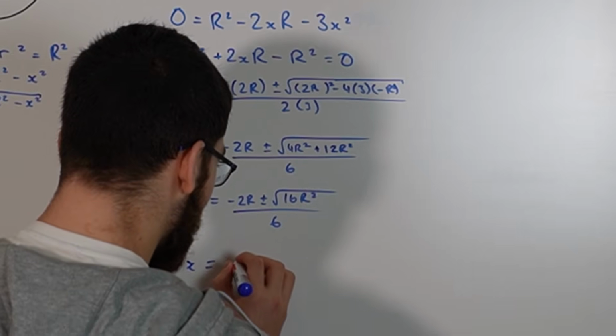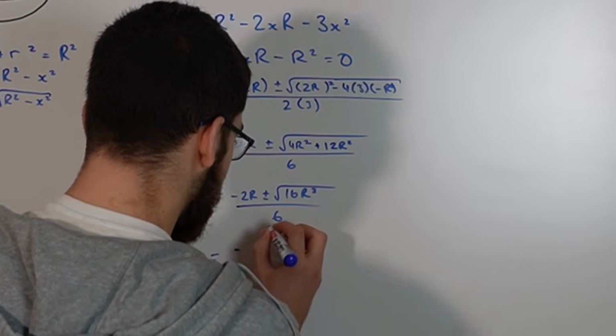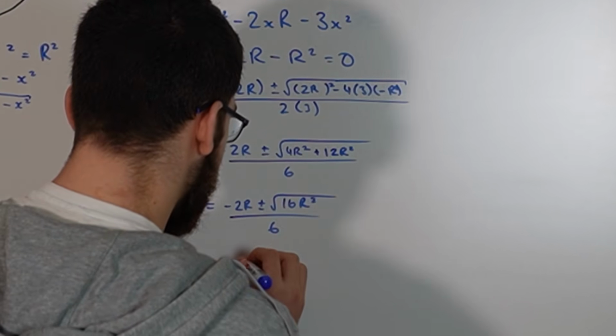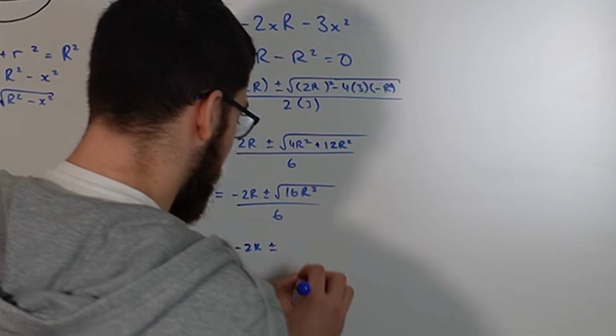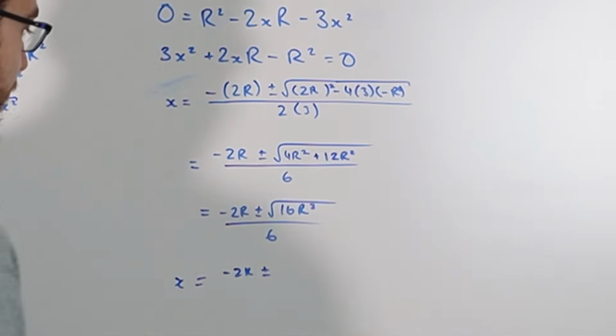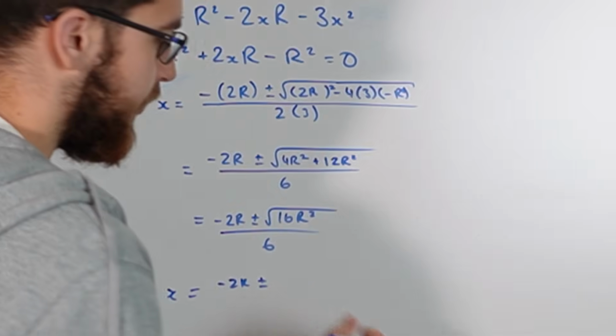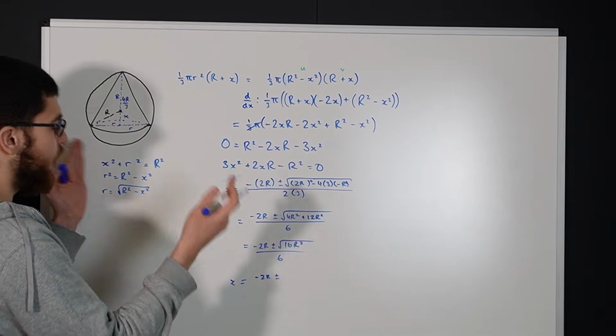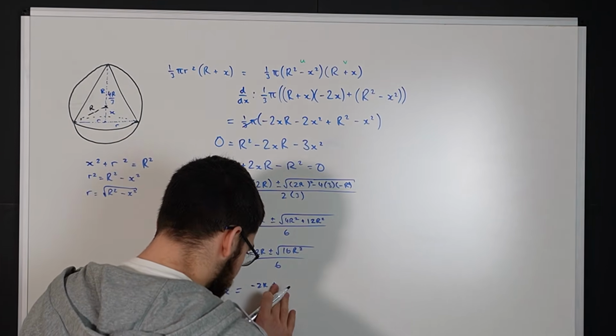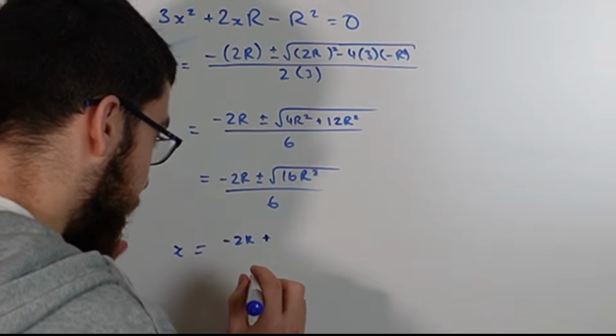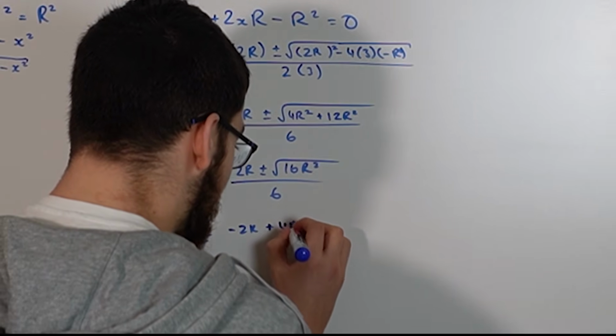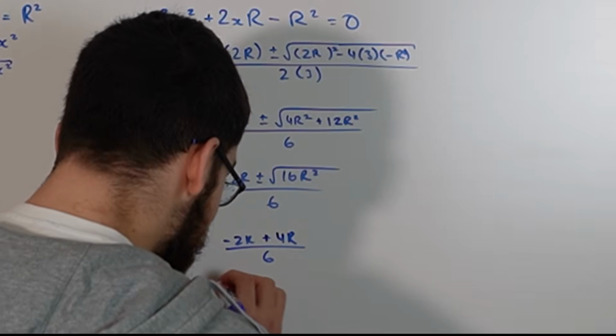X equals minus 2r plus or minus, but because it's a geometry problem, it's not going to be minus 2r minus another thing, because that would make a negative radius, which doesn't work. We don't have negatives, okay, in geometry. So we've got positive 4r all over 6.